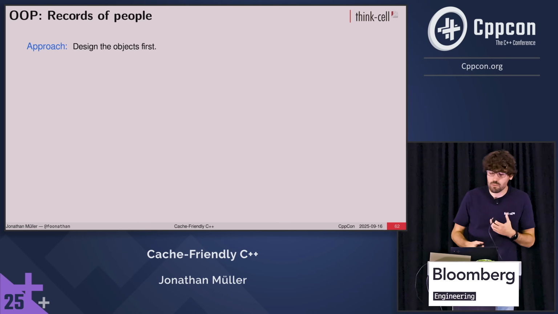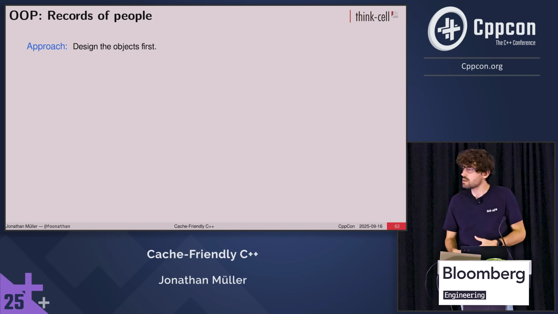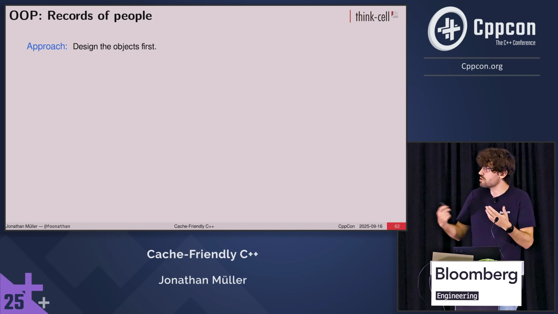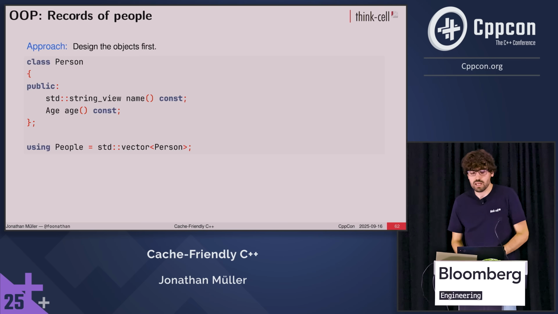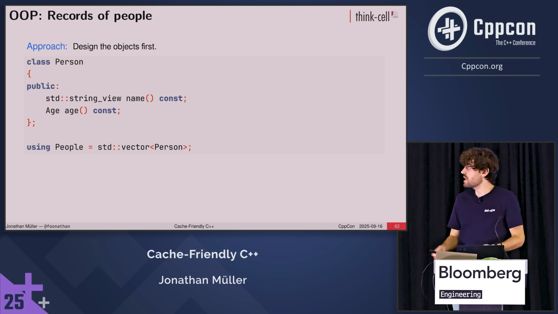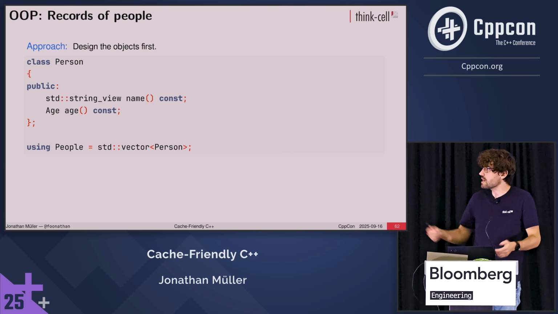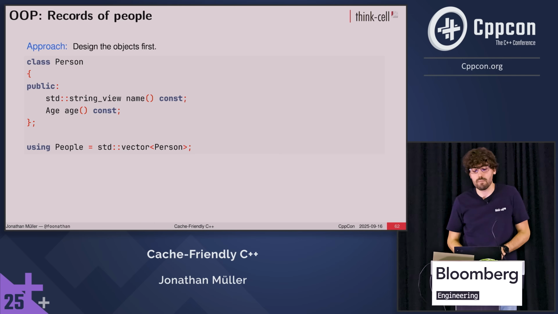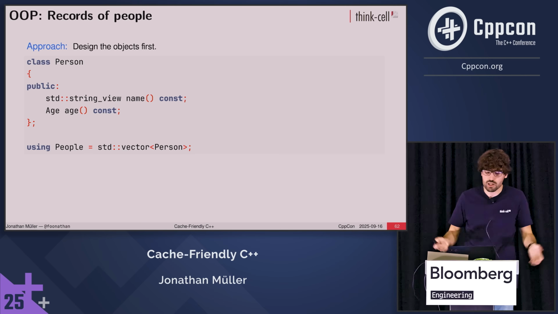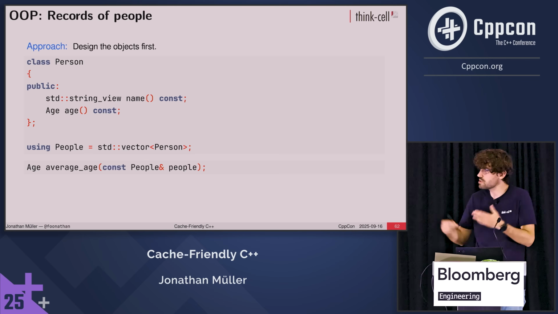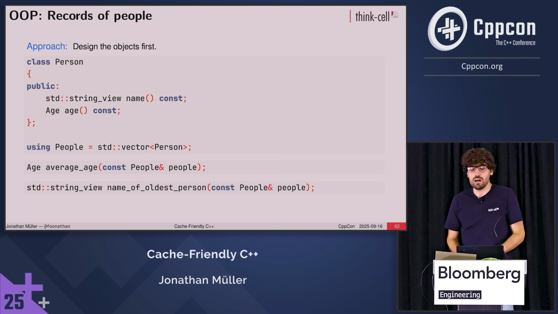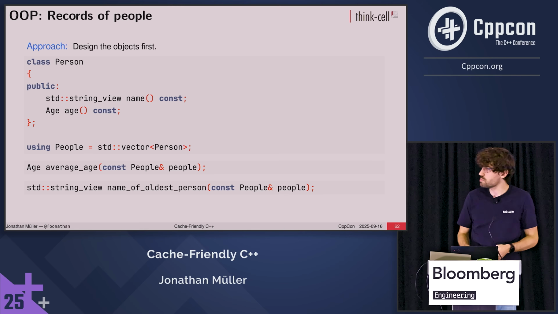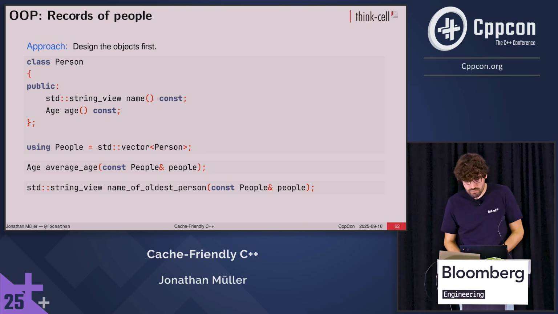So one example, in OOP, let's say we want to work with people. In OOP, you design the objects first. That means you have a person class, persons have names, they have an age, so you write getters for the actual members and constructors and whatnot. And then you have a vector of people, and then you operate on that. For example, we can write a function that computes the average age, given all our people, and a function that gives you the name of the oldest person, given all our people.